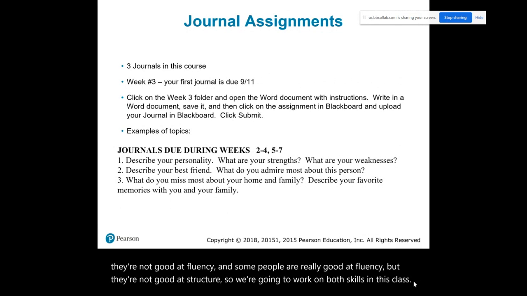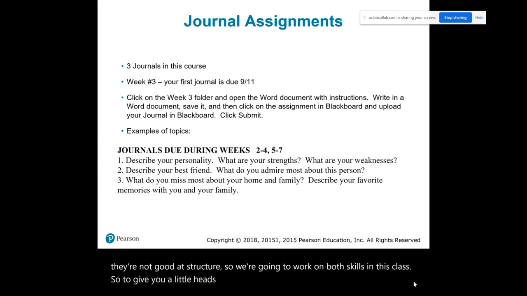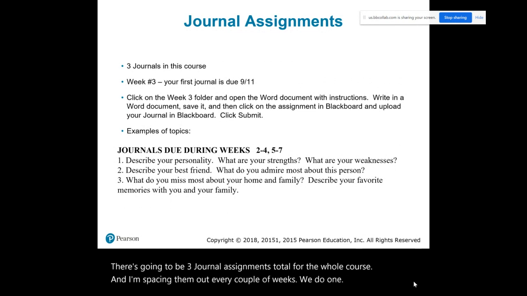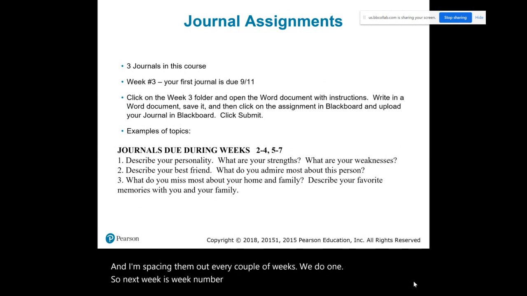So to give you a little heads up about the journals, there's going to be 3 journal assignments total for the whole course. Okay, and I'm spacing them out. Every couple of weeks, we do one. So next week is week number 3, and that's when your first journal is due, September 11th, okay? So this weekend, I'm going to post the week 3 folder, and you can go in there and open the Word document that has all the instructions, okay?